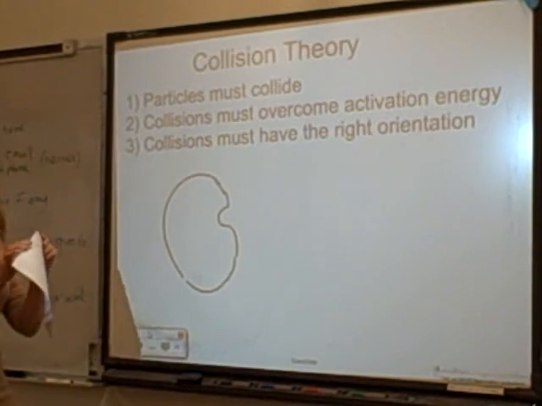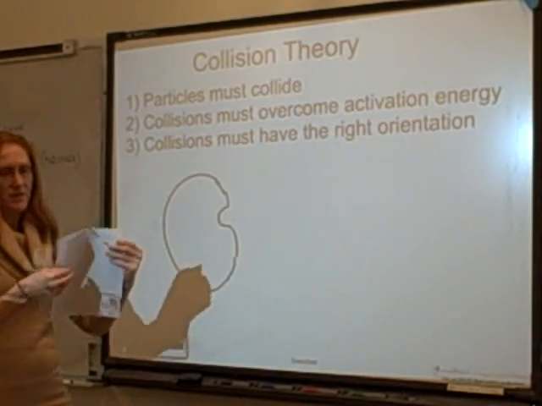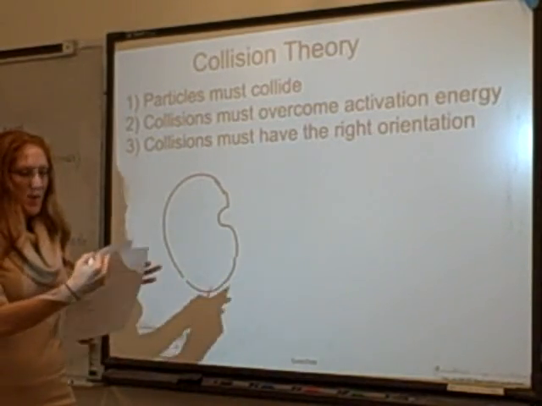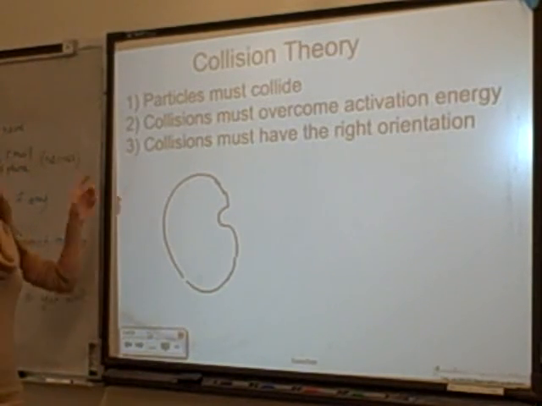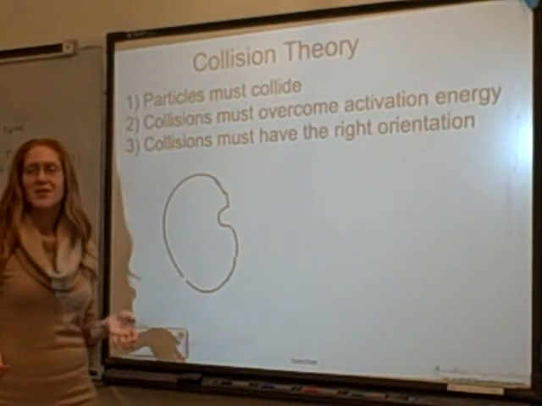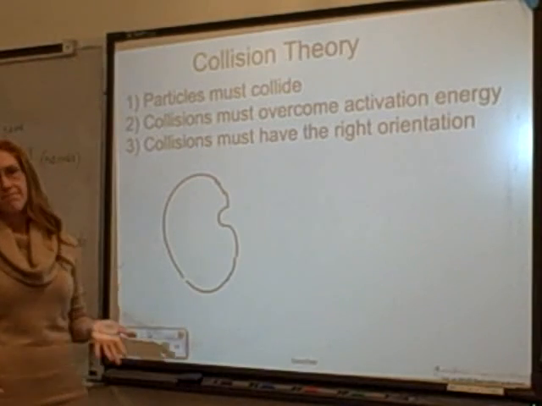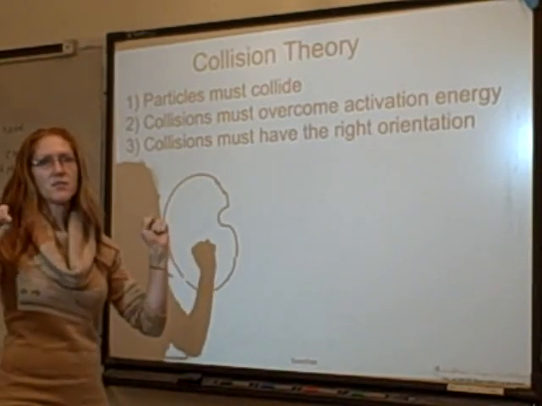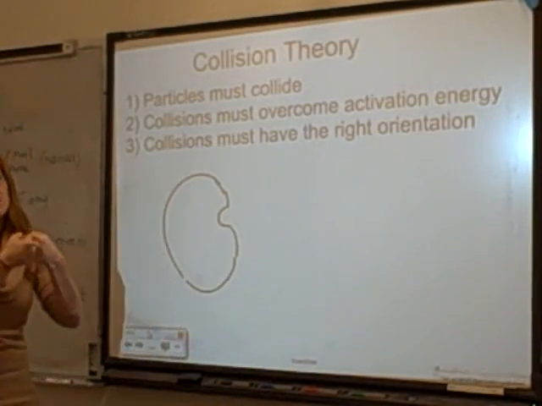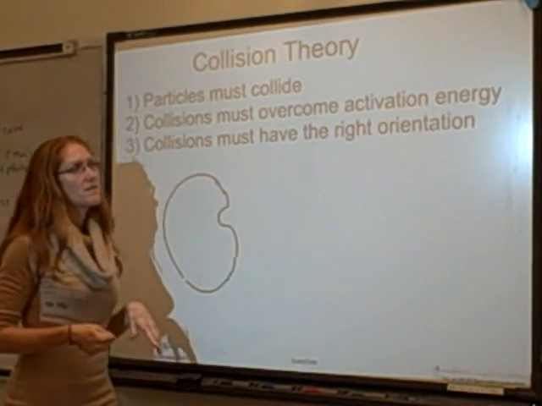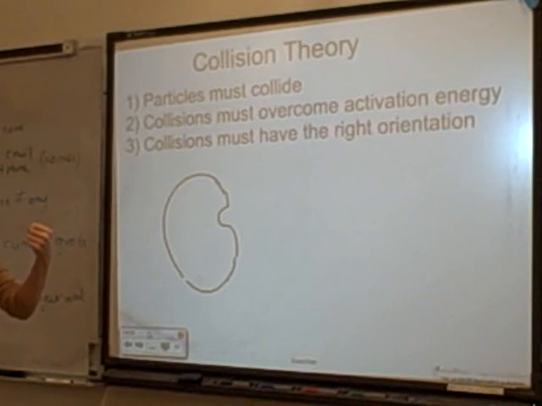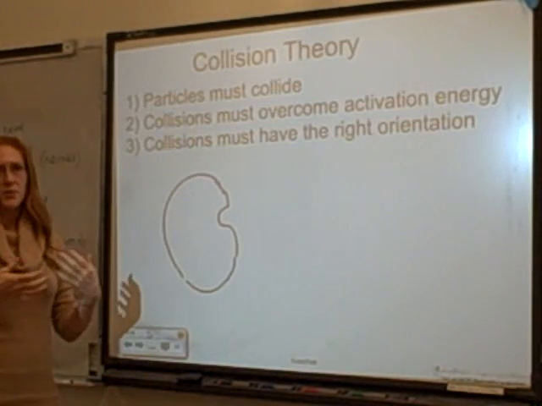Okay, this is actually the collision theory, the 3 parts of collision theory. So next to last page. So the 3 parts of collision theory is saying, well, the first part, in order to have a reaction, particles must collide. That makes sense. If the 2 reactants don't come into contact with each other, they're not going to react. Secondly, collisions must overcome activation energy. So they have to collide hard enough to actually form a reaction.